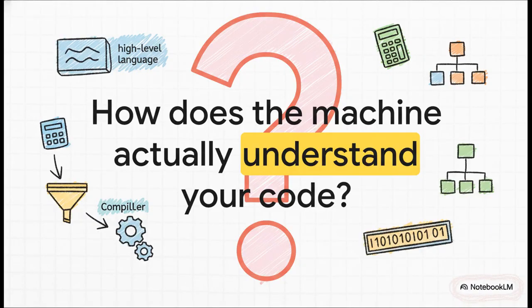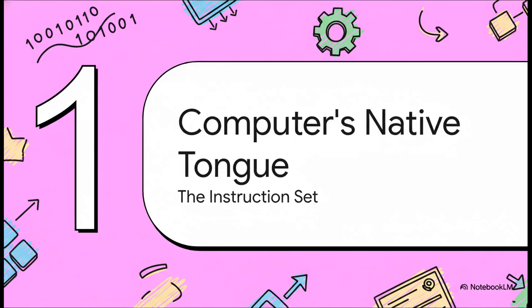Yeah, this is the real puzzle we're going to unravel. How does your creative, abstract idea, the code you write, turn into a bunch of real, physical actions inside that chip? That journey, from your keyboard to the silicon, it's really all about translation, and it's a fascinating one. So the first thing you have to get your head around is this massive language barrier.